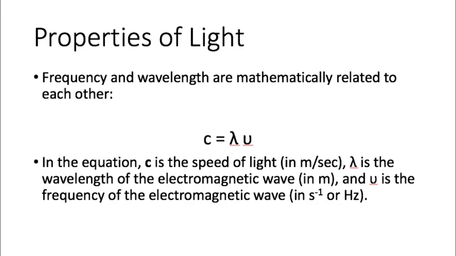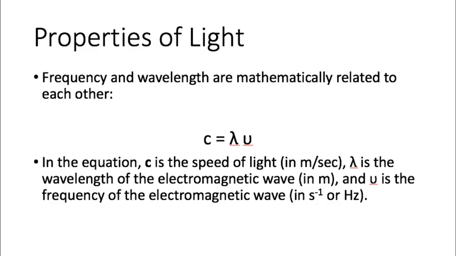Frequency and wavelength are mathematically related to each other with this equation. C, the speed of light, equals lambda mu. In the equation, the speed of light is in meters per second. Lambda is the wavelength of the electromagnetic wave, that's in meters, and mu is the frequency of the electromagnetic wave. That's in seconds to the -1 power, which is 1 over seconds, or hertz, which is the unit that we use to denote frequency.